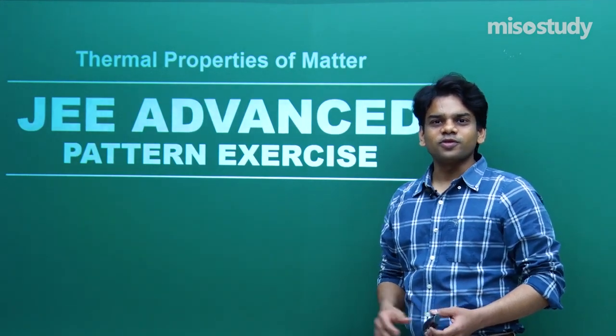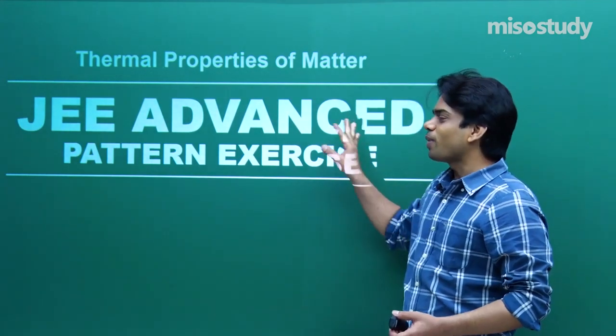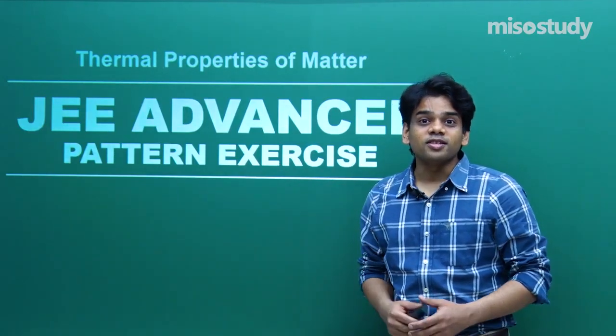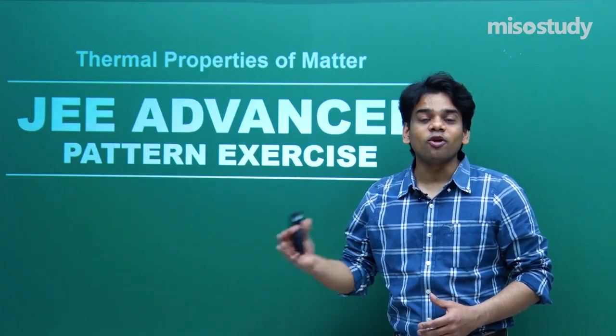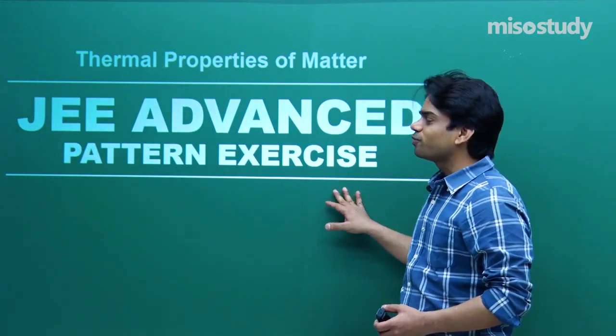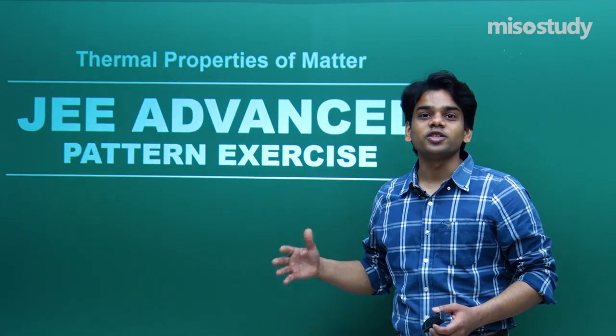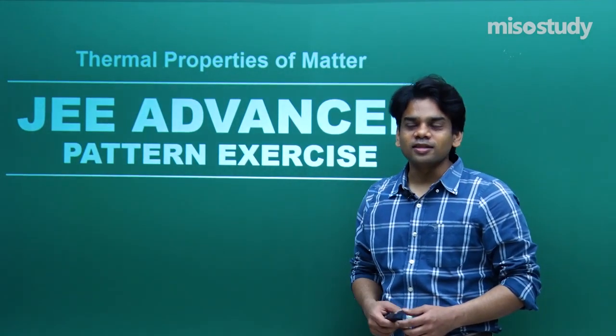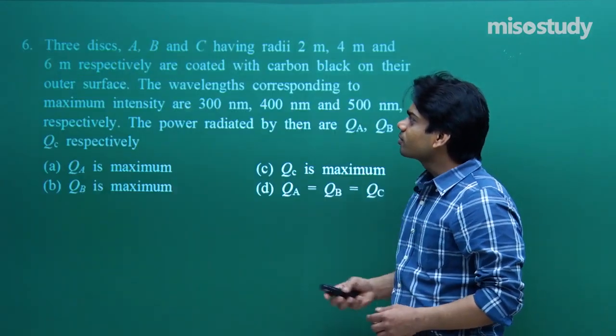So already we have done the first 5 questions of this chapter, Thermal Properties of Matter, based on JEE Advanced Pattern Exercise. Those were very interesting questions, and we have solved how a variety of questions can be framed in this chapter. Now we'll be continuing from the 6th question, where the questions will be of single choice, multiple choice and integer type. Let's go ahead with the 6th question of the day, and the first question of the session.